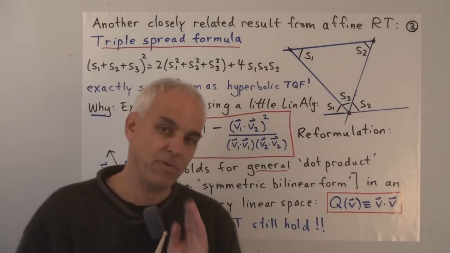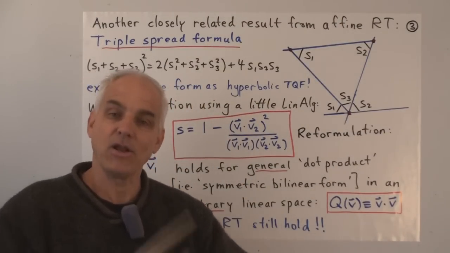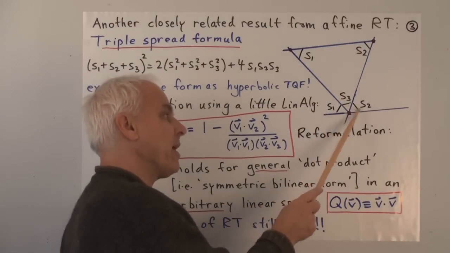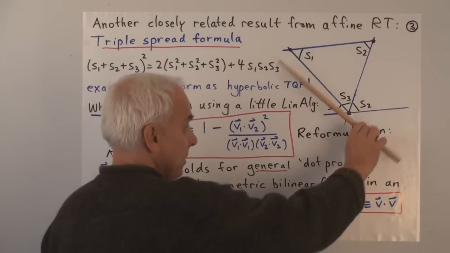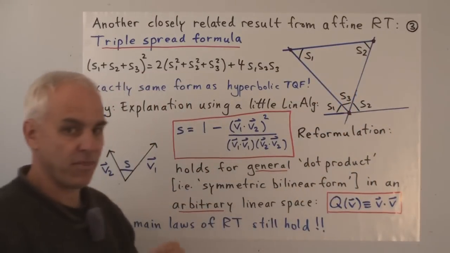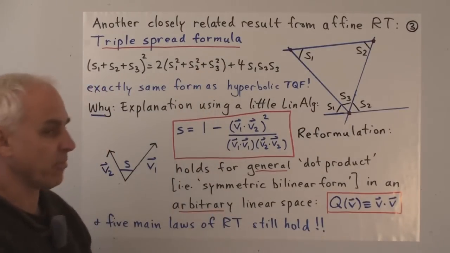It means that the triple spread formula in the rational trigonometry setting can also be interpreted as being a relation between the three spreads formed by three concurrent lines. So you have three lines, 1, 2, 3, going through a point. The three spreads formed by them satisfy also the triple spread formula.